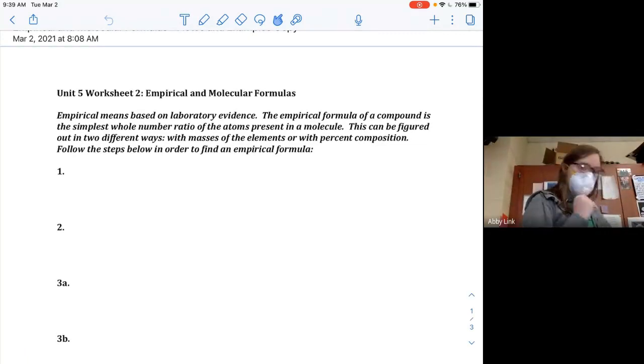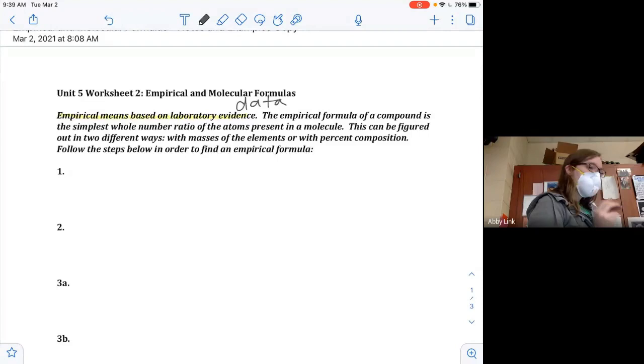All right. So the first thing that we want to talk about is what does this word empirical mean? And really there's kind of two definitions for empirical formula that we want to become familiar with. All right. The first definition is given in the very first statement here. Empirical means based on evidence. Okay. Or you can think of it as being based on data.